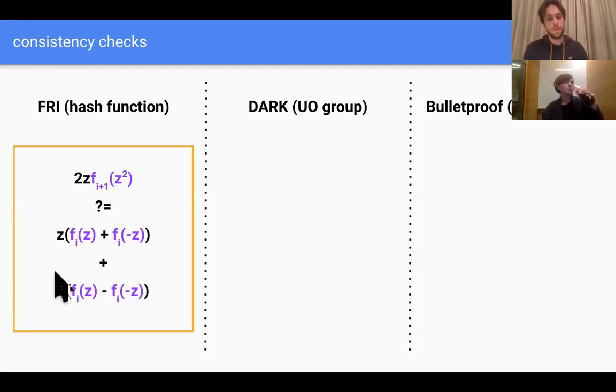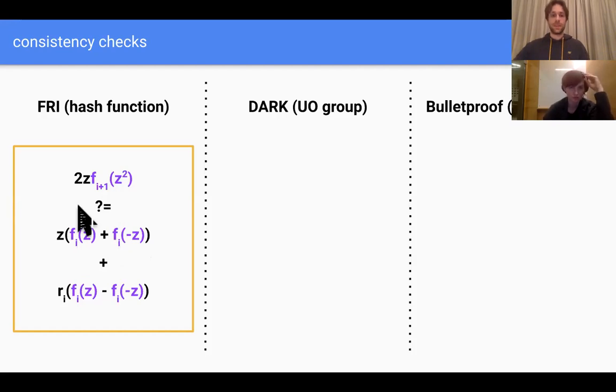So you have this evaluation point z, which was chosen at the very end of the protocol. That's a random evaluation point by the verifier. And it turns out that you can check consistency of fi of z, fi of minus z, and fi plus one of z squared.